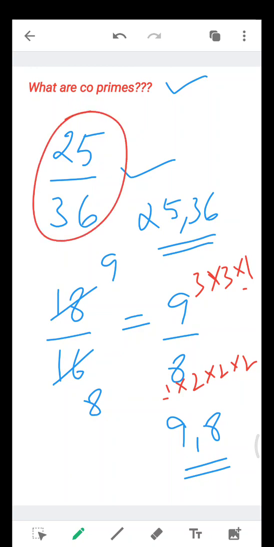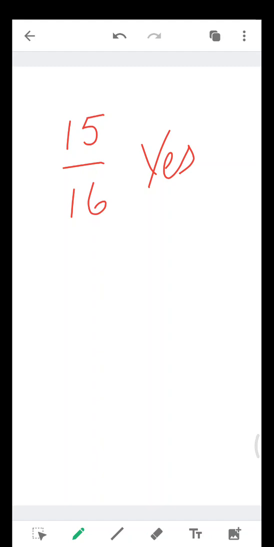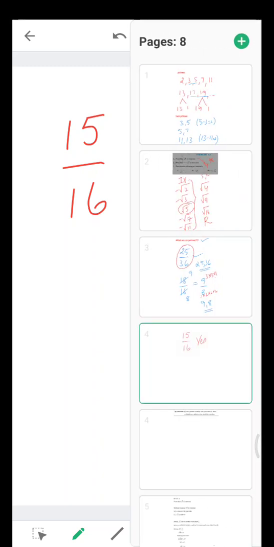So like this there are many coprimes. Coprimes are the numbers which have 1 as a common factor. They are not further divisible by any number. Got it, everyone? So what do you say about 15 and 16? Are they coprimes? Yes. Why are they coprimes? Because they are not further divisible. Okay, let's continue with it now.